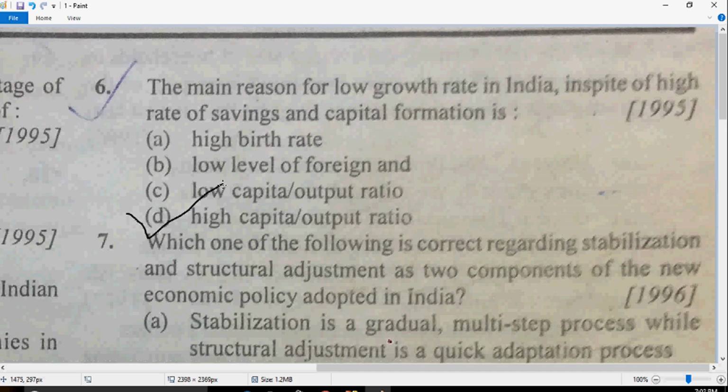Because, as we know, capital output ratio is a ratio that shows the unit of capital required to produce a certain level of output over a given period of time. Once again I repeat, that is why it will be a high capital output ratio. So that's why D will be the correct answer.